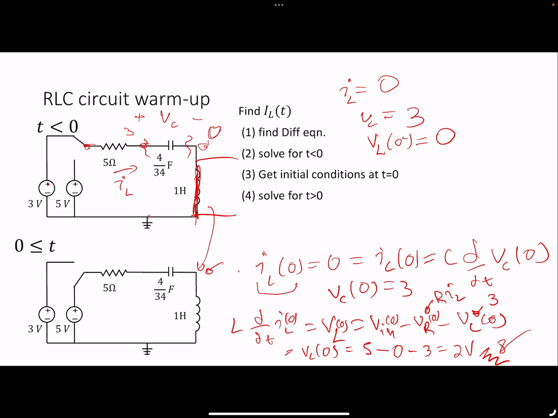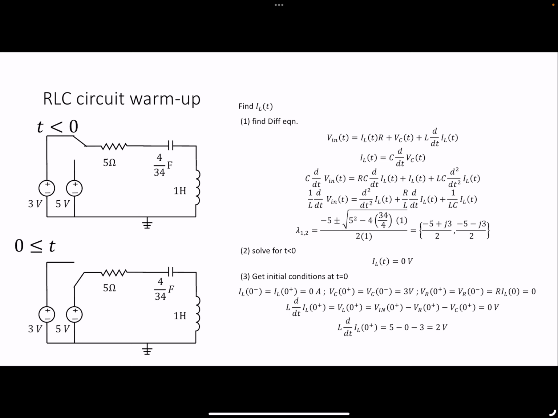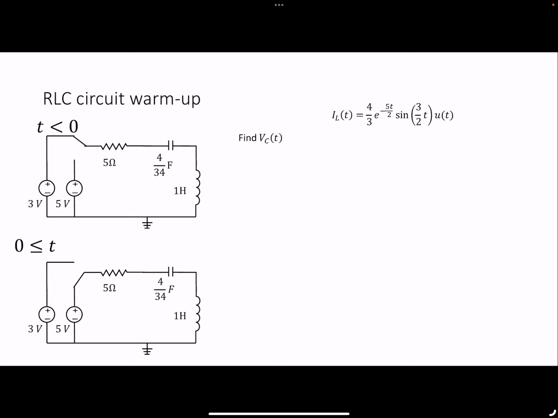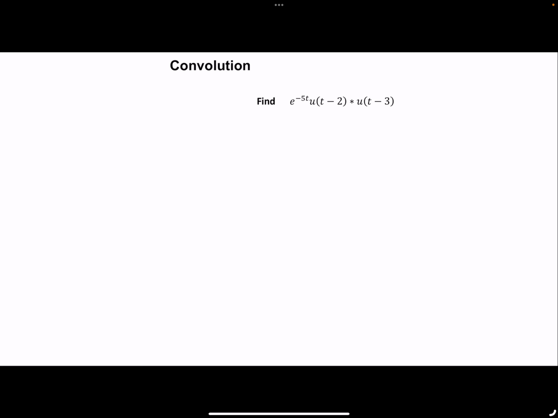Clear? All right. So once you have the initial conditions, solving this circuit is like solving any other circuit. You just go through the process. Okay. All right. Let's look at this one, which I think we looked at in the last lecture, but we can look at it again.